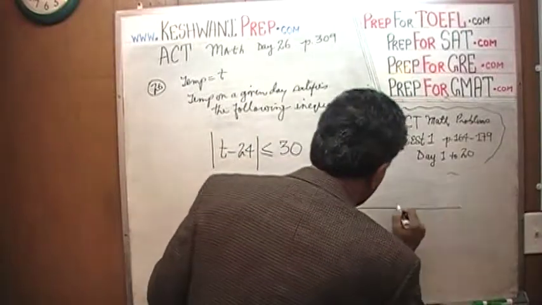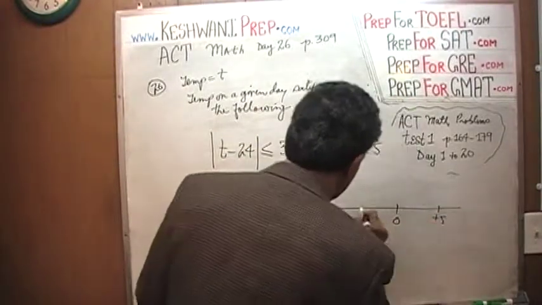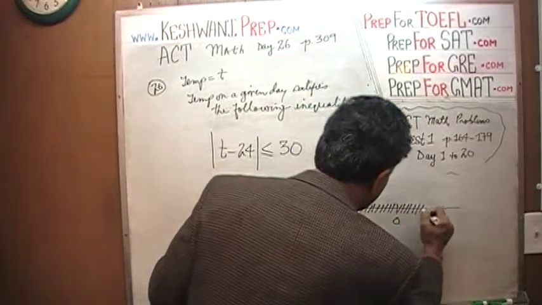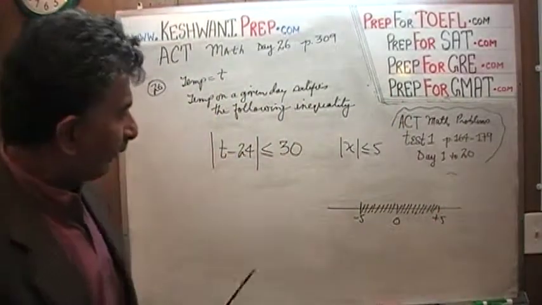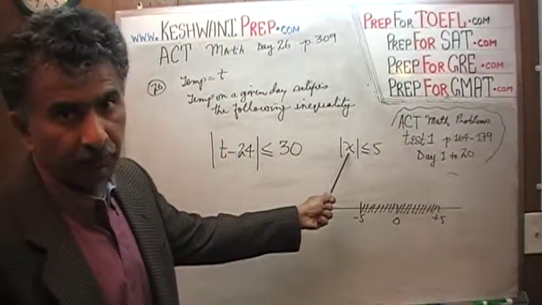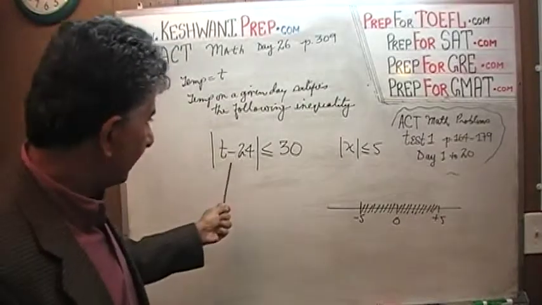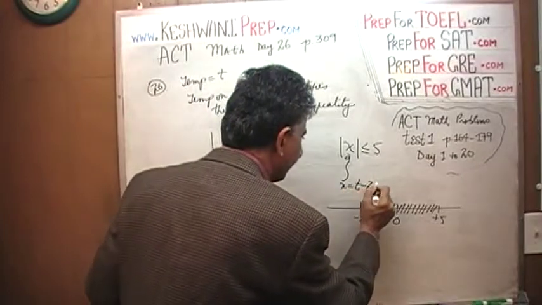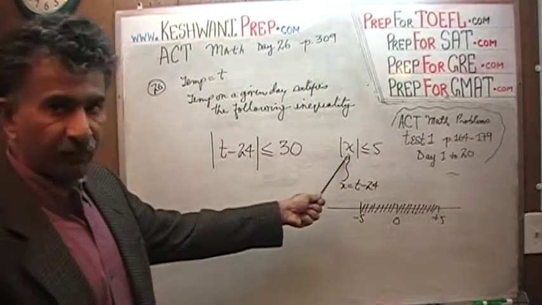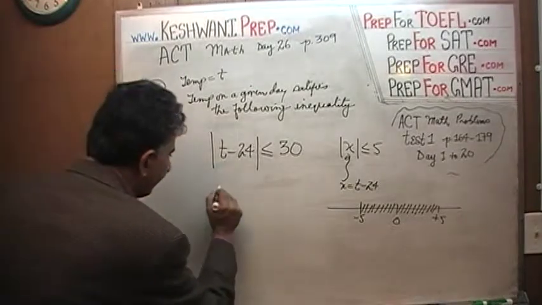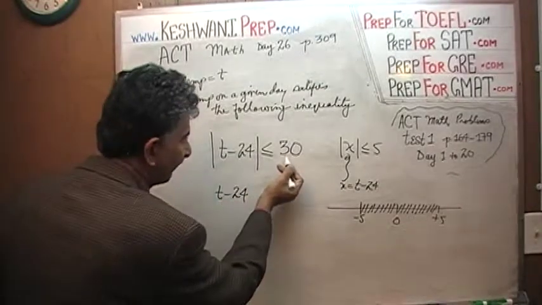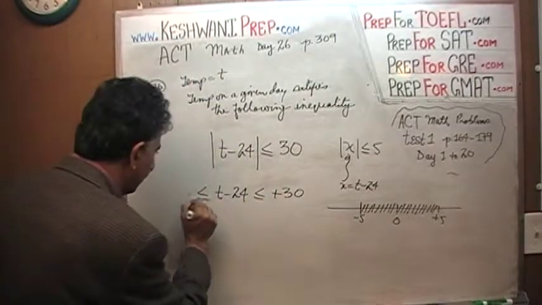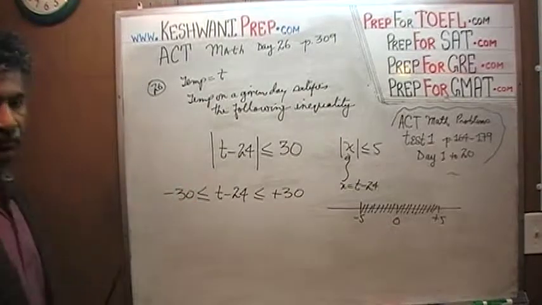Here is your 0, here is your positive 5, here is our negative 5. It has to fall in this region, whatever appears in the absolute value sign. Now it just so happens that here, pretend that x equals t minus 24. Then the same thing would apply here. That tells us that t minus 24, in this case not 5 but 30, has to be less than or equal to positive 30 and greater than or equal to negative 30. That's what it tells us.